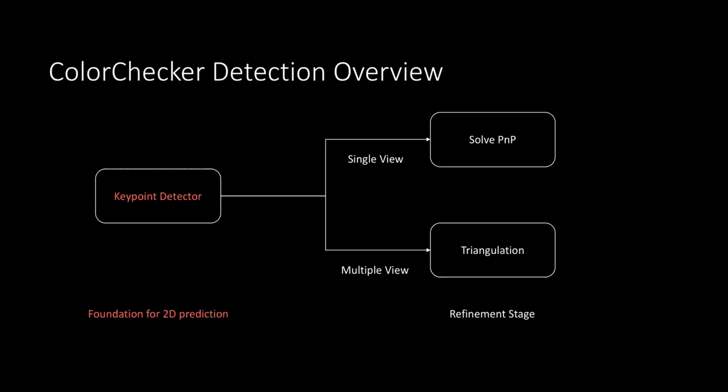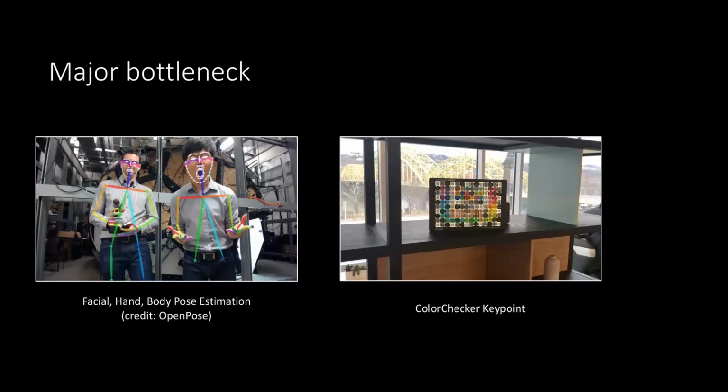And for the detection part, we want to first train a robust key point detector and then do the refinement. So what's the major bottleneck here? For the facial, hand, and body pose estimation, they have paired training data, but we don't have such data for color checker.